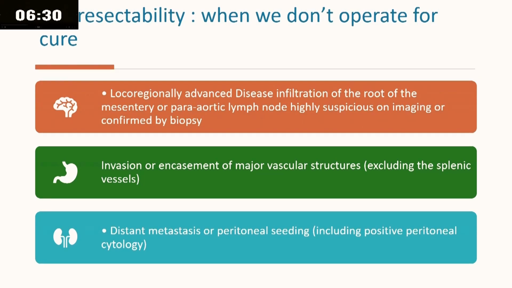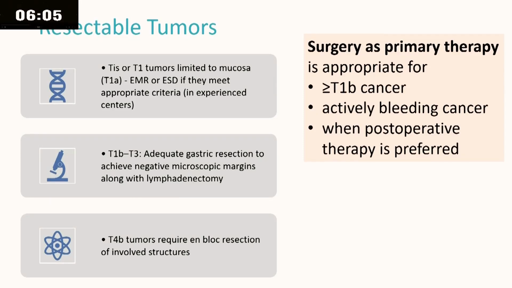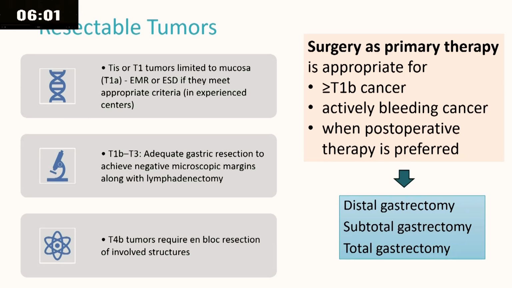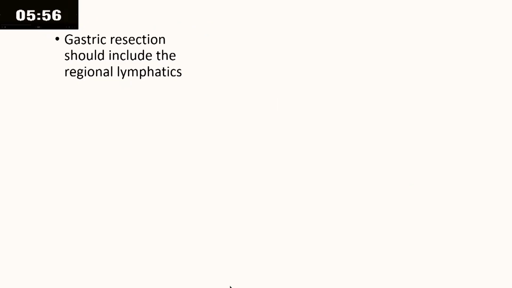Regarding resectability, when we do not operate for cure, this is a locoregionally advanced disease: infiltration to the root of the mesentery or para-aortic lymph nodes, invasion or encasement of major vascular structures, or distant mets or peritoneal seedlings. Surgery as primary therapy is appropriate for less than or equal to T1b cancer or actively bleeding cancer, or when postoperative therapy is preferred. We do distal gastrectomy, subtotal gastrectomy, or total gastrectomy as the options.